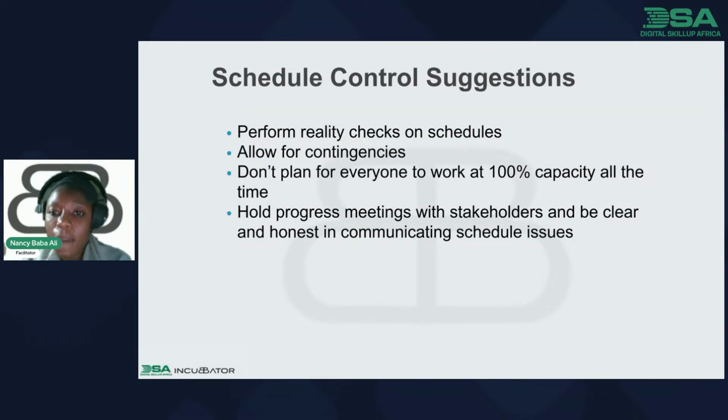We have: perform reality checks on schedules, allow for contingencies, don't plan for everyone to work at 100% capacity all the time, hold progress meetings with stakeholders, and be clear and honest in communicating schedule issues.